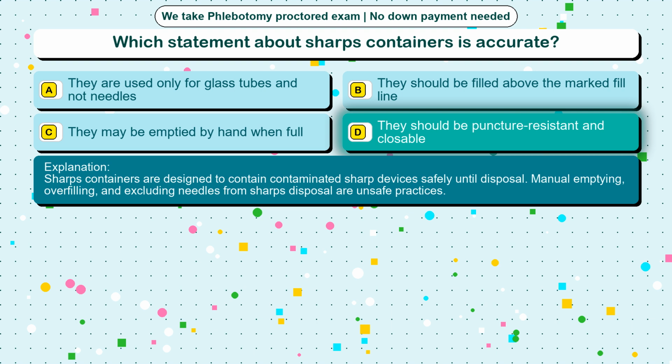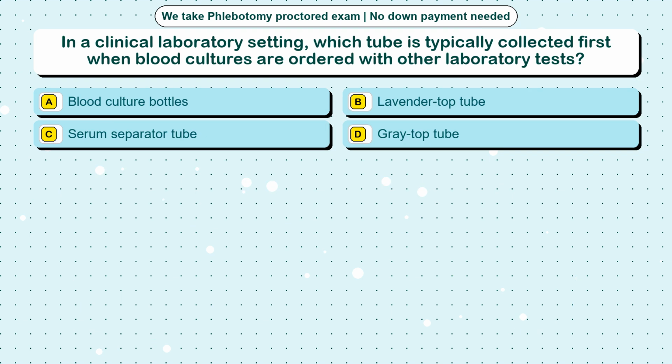Sharps containers are designed to contain contaminated Sharp devices safely until disposal. Manual emptying, overfilling, and excluding needles from Sharps disposal are unsafe practices. Question 85. In a clinical laboratory setting, which tube is typically collected first when blood cultures are ordered with other laboratory tests? Option A. Blood culture bottles.